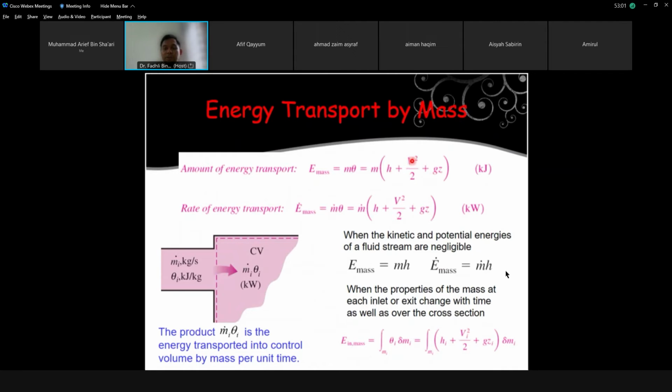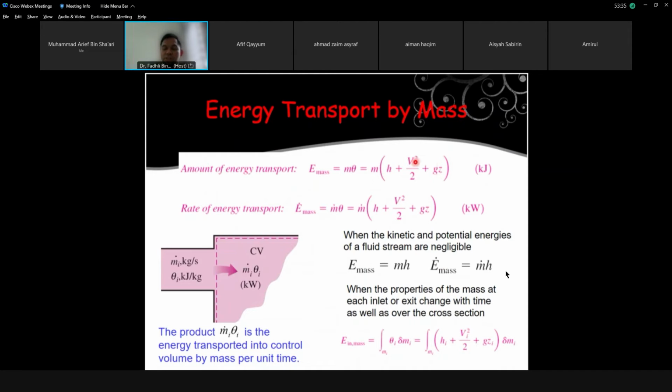Flowing fluid ni maknanya cecair yang mengalir. Dalam H ada flow work, ada internal energy of the mass. This one, kinetic energy, is the kinetic energy of the mass. Sebab mass, bila dia bergerak, mestilah ada hal laju, right? Potential energy, kita perlu considerkan juga. Mungkin masuknya daripada level bawah, keluarnya level atas. That's why potential energy need to be considered as well.